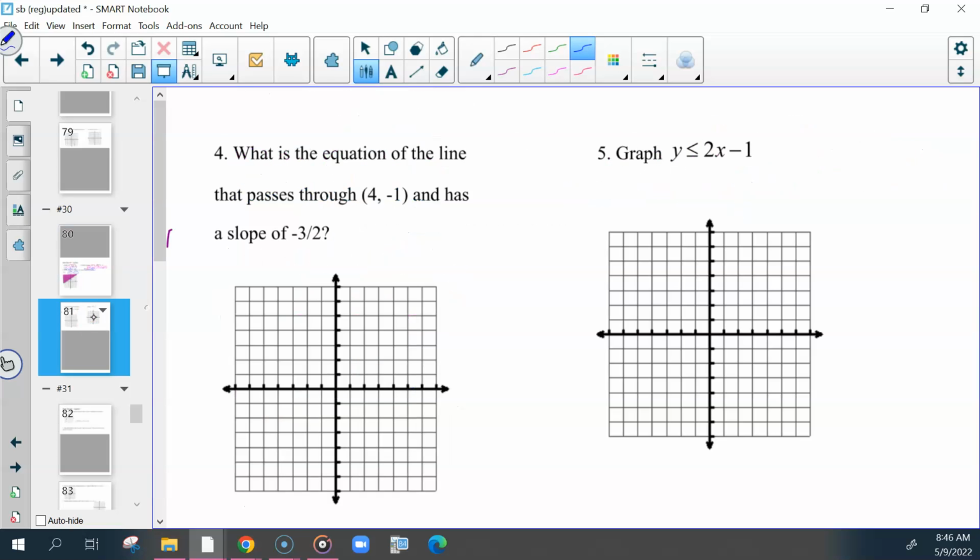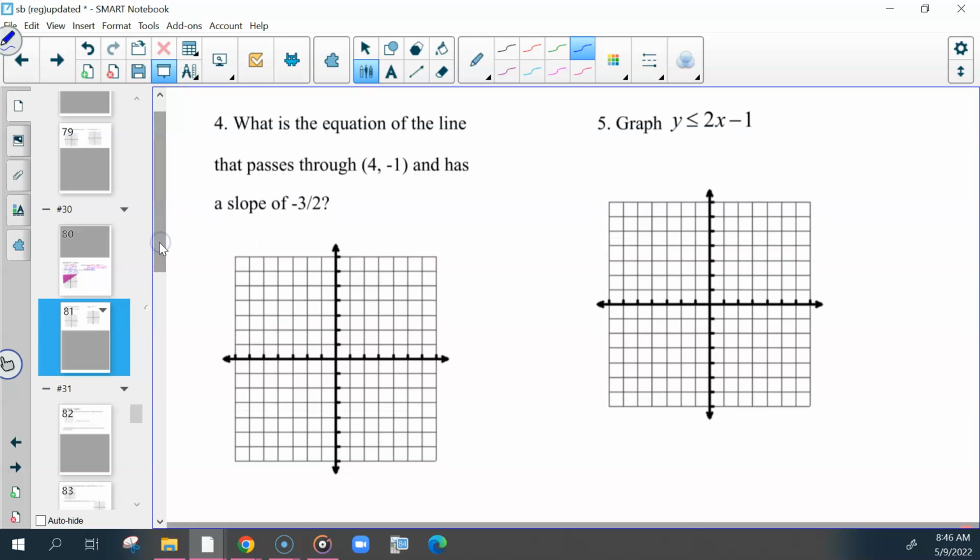On the back. For number 4, there were a couple different ways you could go about doing this. The easiest one would be to start at the point 4, negative 1, and use your slope of negative 3 over 2 to go backwards and find your y-intercept. So if I go up 3 and to the left 2, and I keep doing that, I would end up at 1, 2, 3, 4, 5. So our equation would be y equals negative 3 over 2x plus 5.